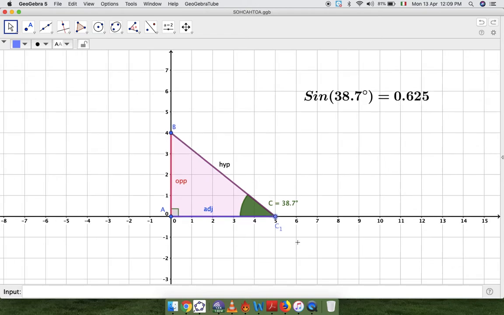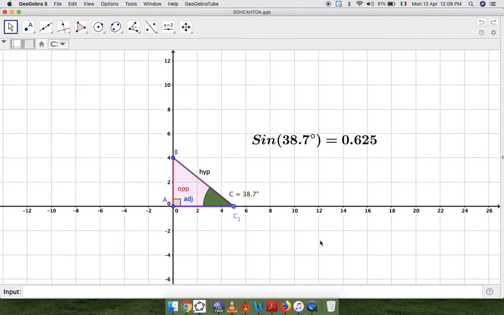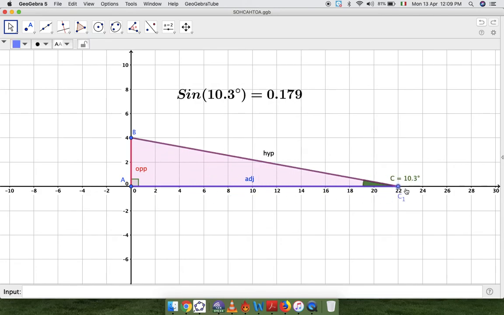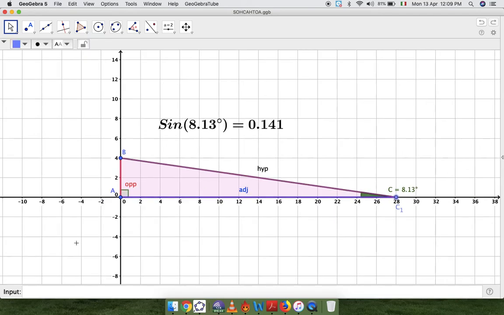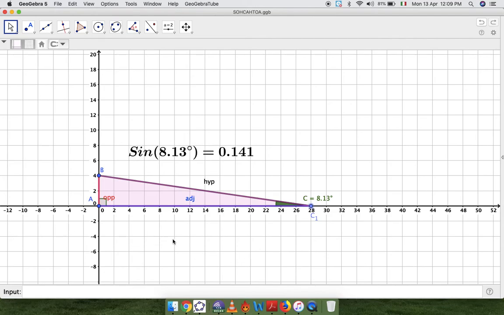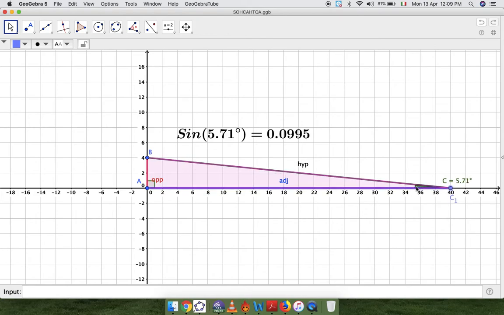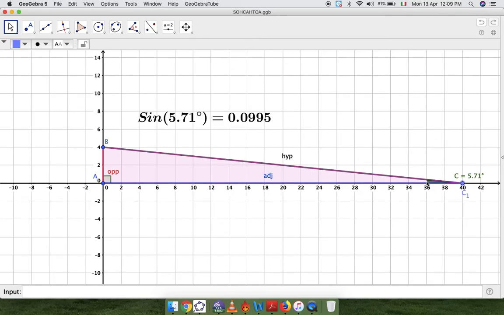Okay, and I'm going to zoom out here, and hopefully this makes sense. What happens if I go way far out here, way far out? In fact, I'm going to even go further out to really try to emphasize what I'm talking about here. Look at this angle right here. This angle is super small, right? I'm going to go up to the 40. This angle is 5.71 degrees. It's a really small angle.